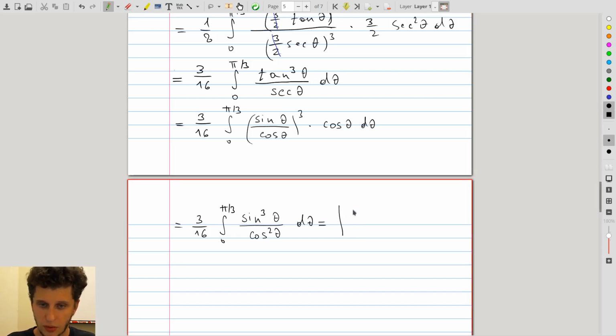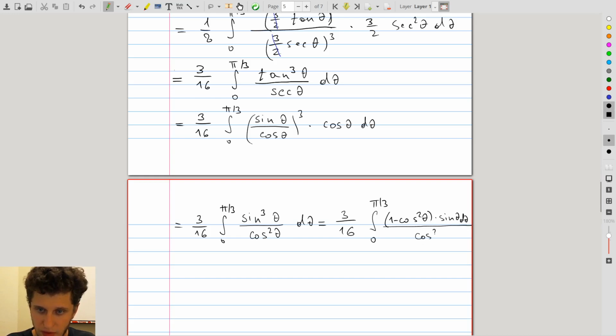I guess even before that, I want to rewrite it slightly. So what I will do is take sine squared and express it as 1 minus cosine squared theta. Then I'll have another factor of sine, and then my denominator will be cosine squared. All right, like so.